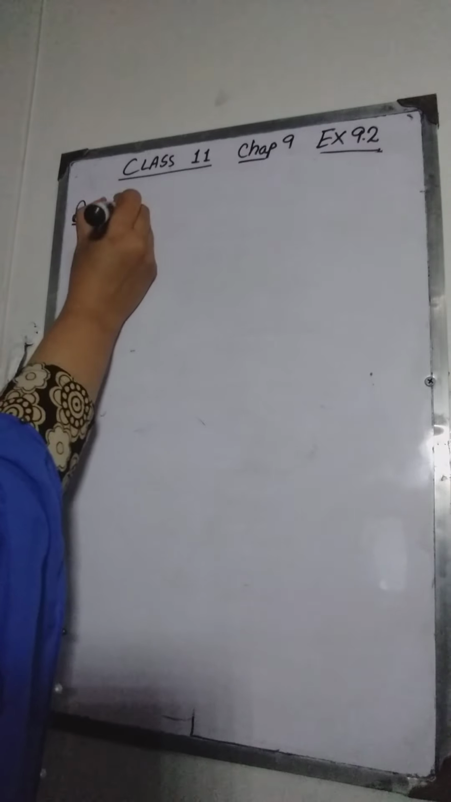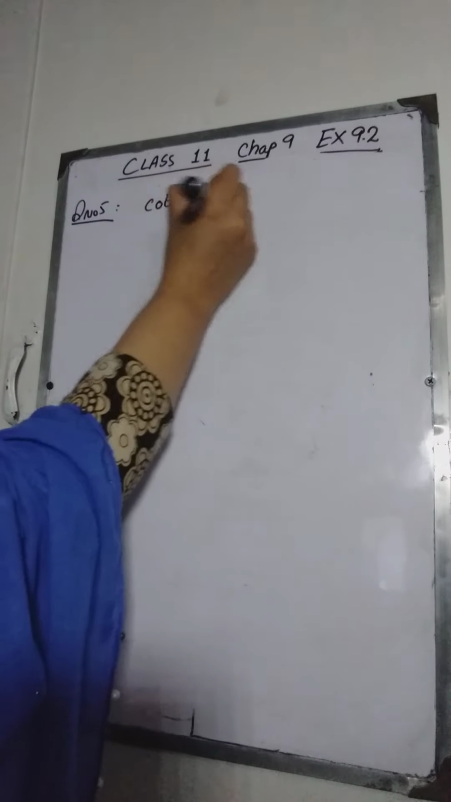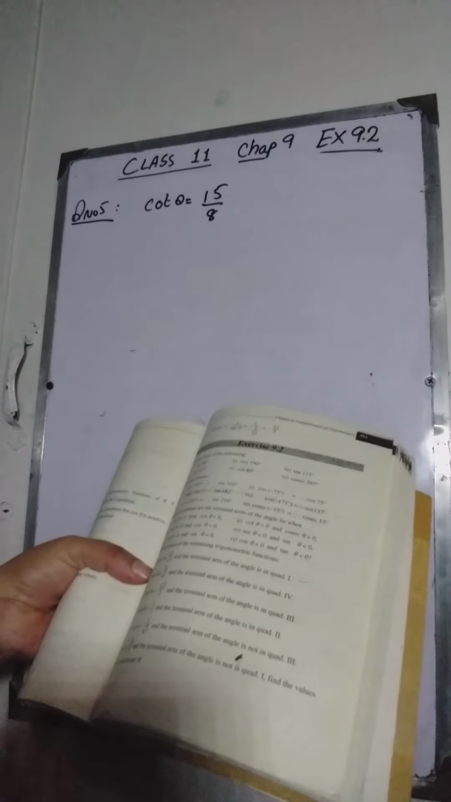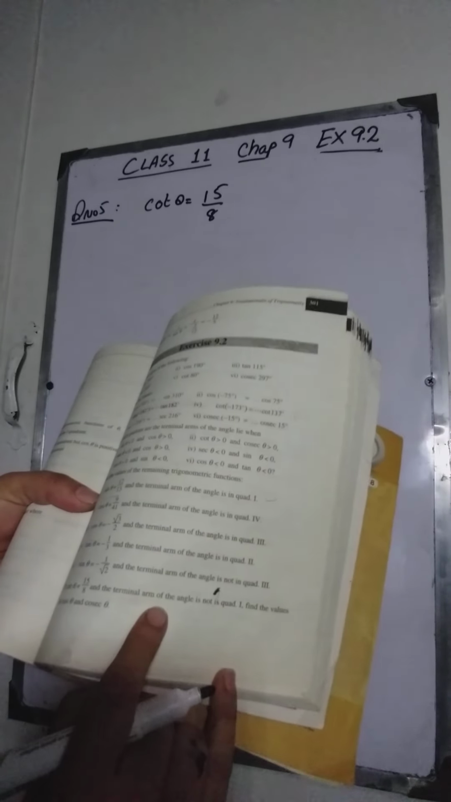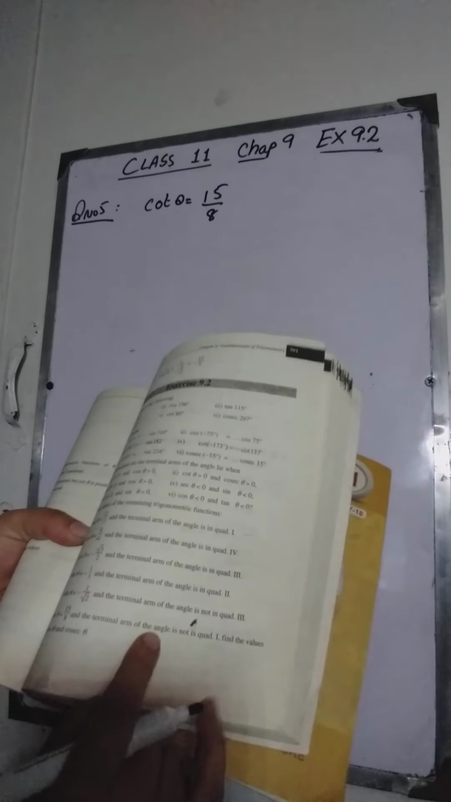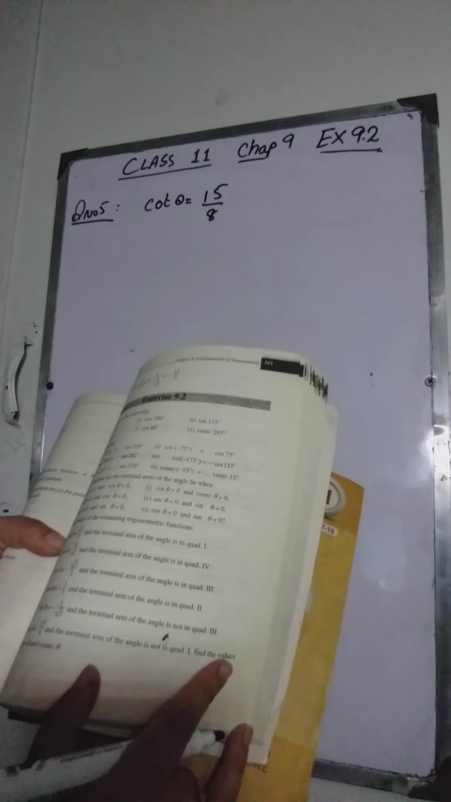So question number 5 is that if cot theta is given to be 15 by 8, and the terminal arm of the angle is not in the first quadrant. It means that the angle which we are talking about, its terminal arm does not lie in the first quadrant. Find the values of cos theta and cosecant theta.